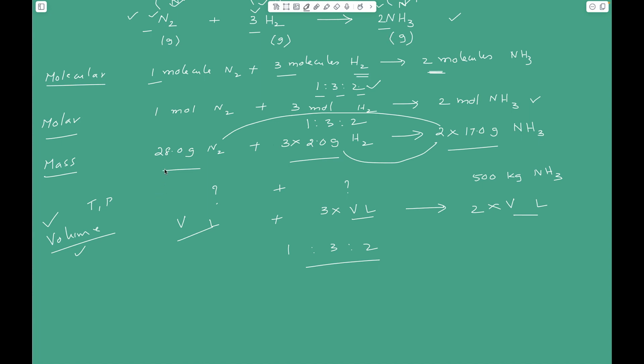I can also say 28 grams of nitrogen reacts with 6 grams of hydrogen to produce 34 grams of ammonia. And because these are all gases, I can also say that 1 volume of nitrogen combines with 3 volumes of hydrogen to produce 2 volumes of ammonia.